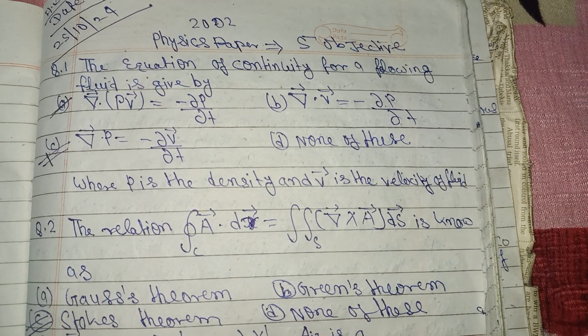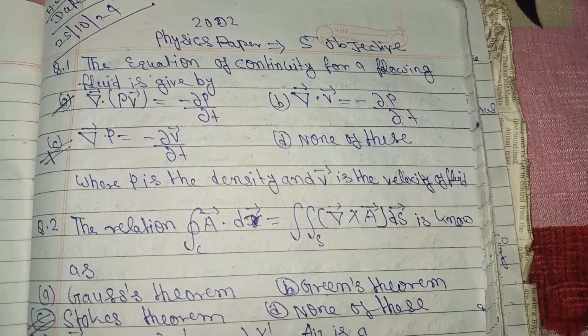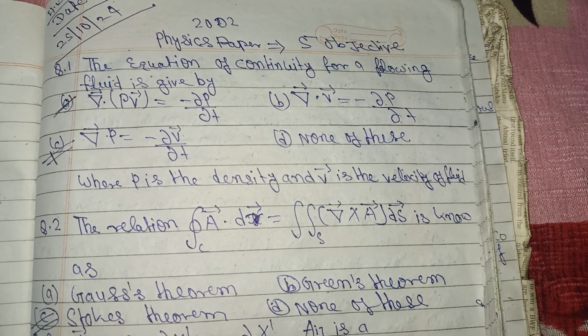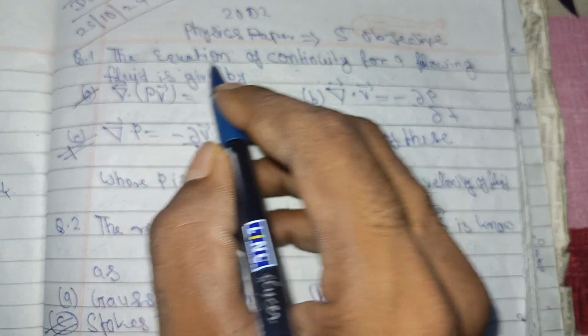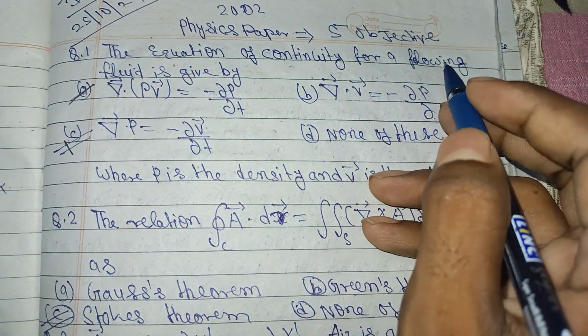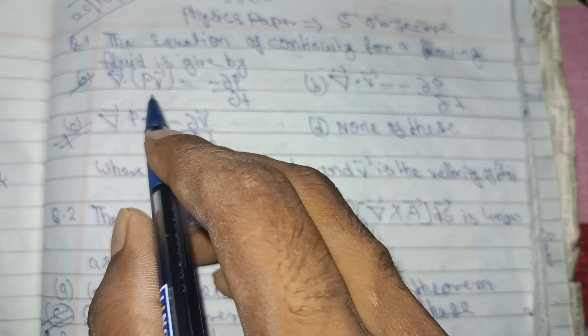Hi friend, in this video we'll discuss the 2005 question bank for paper 5. So the first question is here. The equation of continuity for a flowing fluid is given by.